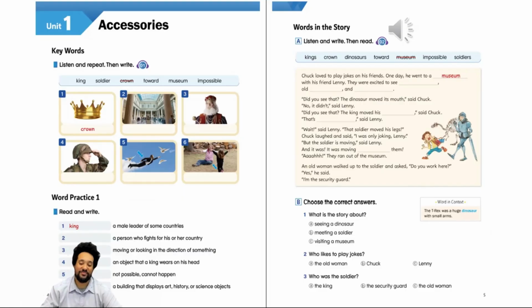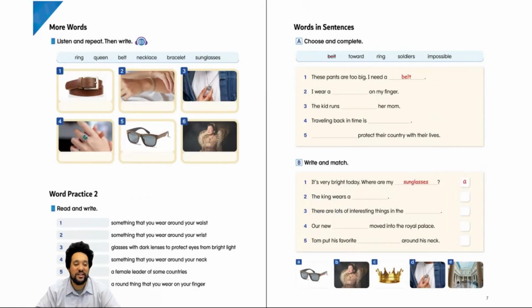You may begin. Okay, great job, everyone. Let's move on to our next activity. Now, in this activity, we're going to be looking at some more words. Now, do you remember what our topic for this unit is? That's right, it's accessories. And have we figured out what accessories are yet? Well, these words will help us understand what accessories are. So let's look at the more words section and read the words together. Are you ready? Let's begin.